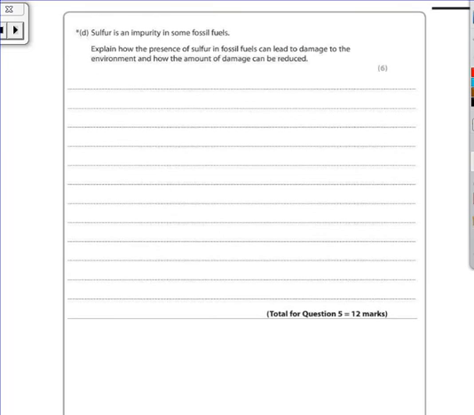Okay, here we go. 6 marker, this is worth 10%. So, sulfur is an impurity in some fossil fuels. Explain how the presence of sulfur in fossil fuels can lead to damage to the environment and how the amount of damage can be reduced. Okay, so we're thinking of sulfur in fossil fuels.